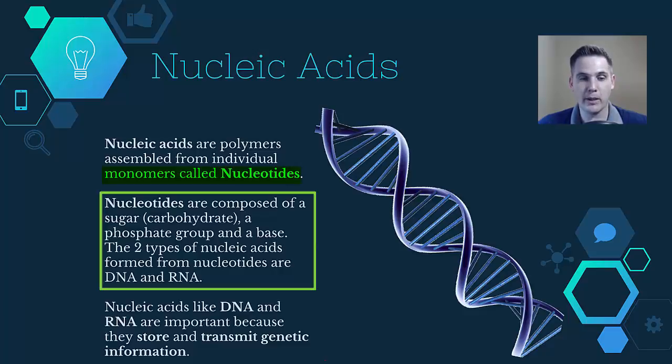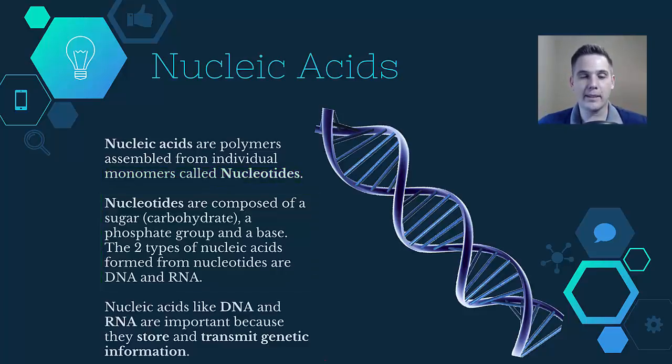Nucleotides are composed of a sugar, also known as a carbohydrate, a phosphate group, and a base. And the two types of nucleic acids formed from nucleotides are DNA and RNA. Nucleic acids like DNA and RNA are important because they store and transmit genetic information. And again, you're going to find out a lot more about nucleic acids come Unit 2.